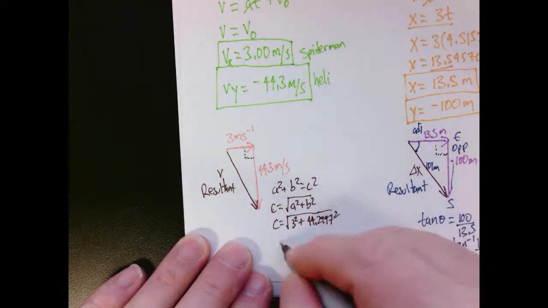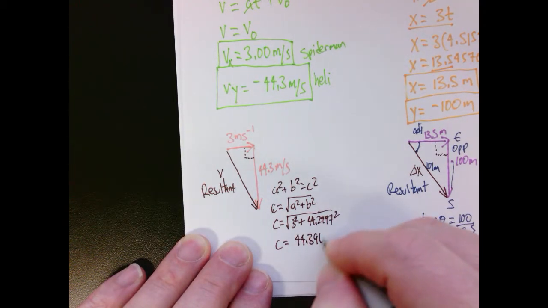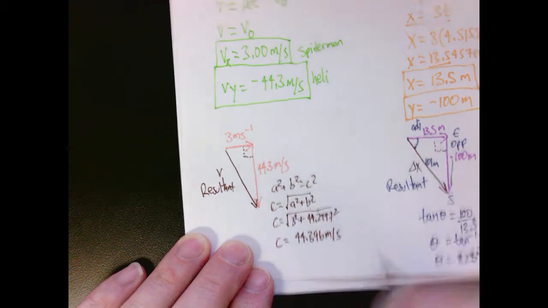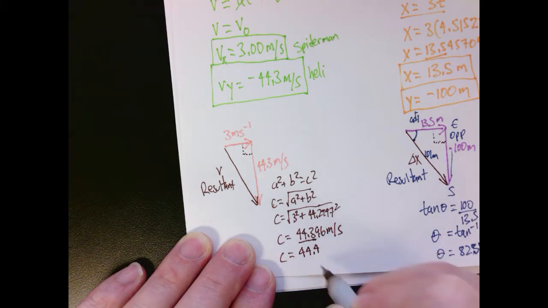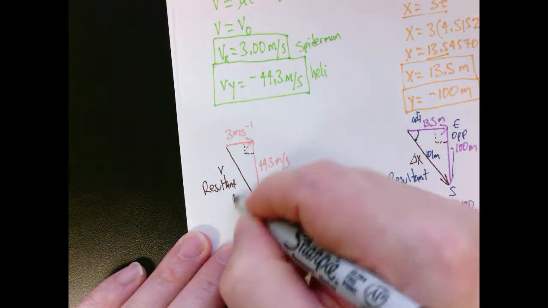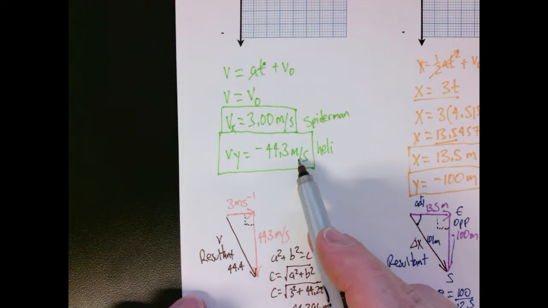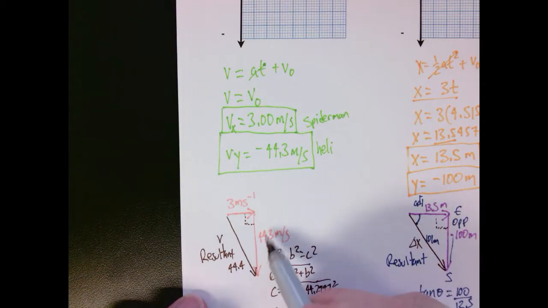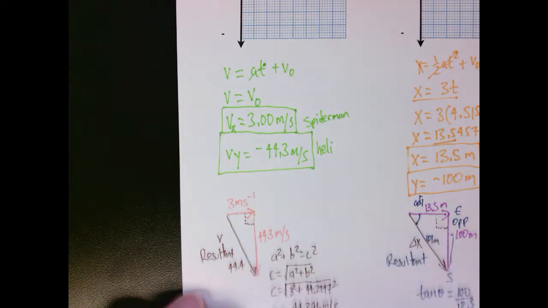And that gives us 44.396 meters per second. Now we have 3 significant digits, so that means that C would have to be 44.4. The 9 causes the 3 to round up, meters per second. So we know the magnitude of this is 44.4. Not much, but we can see it's 1/10 of a meter per second more. So really what drove the impact velocity was mostly the falling, not the horizontal. It was predominated by the vertical.